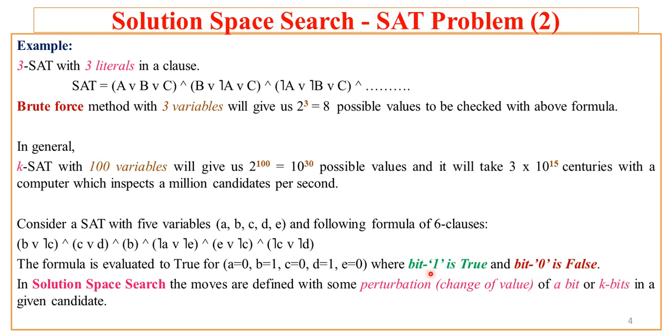Do remember here, bit 1 which is assigned to a variable is assumed to be true, and bit 0 which is assigned to a variable is assumed to be false. So here if I say A is 0, that means A is false. And if I say B is 1, that means B is true. So with this we'll see the solution space search mechanism in the next slide.